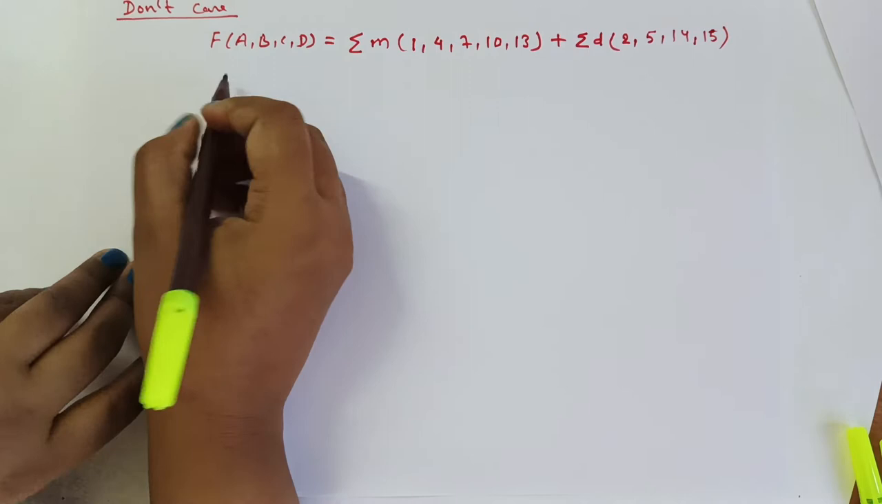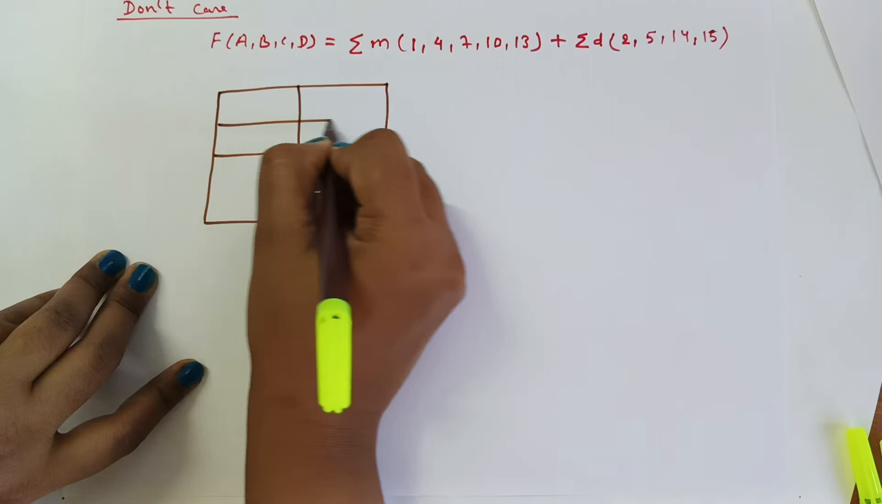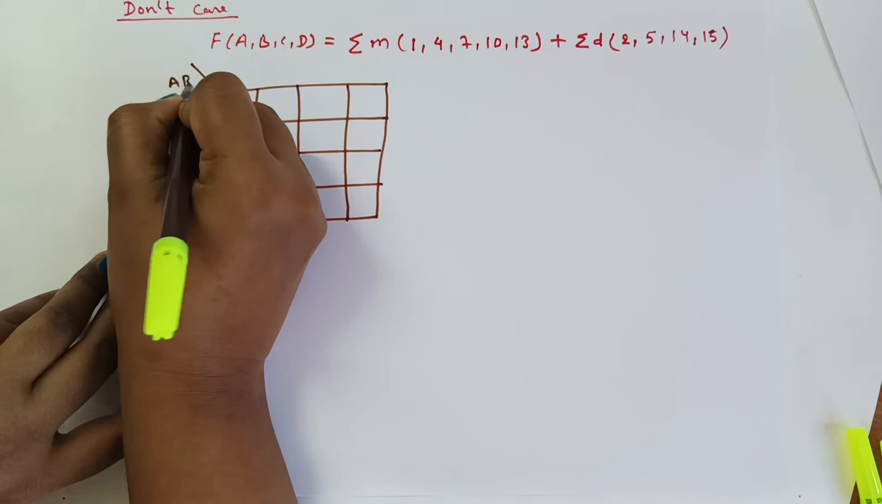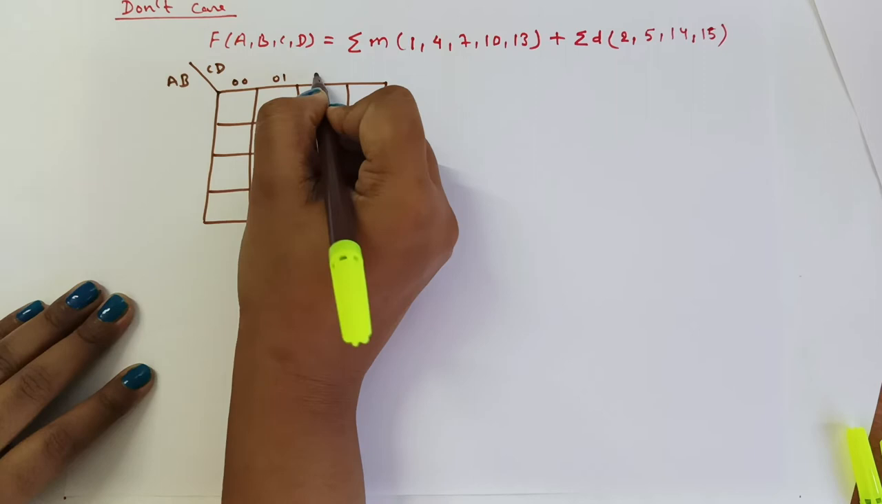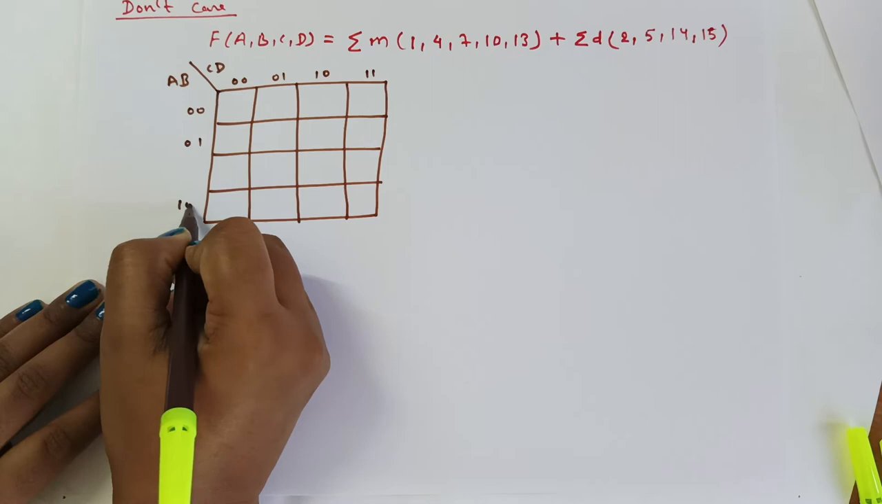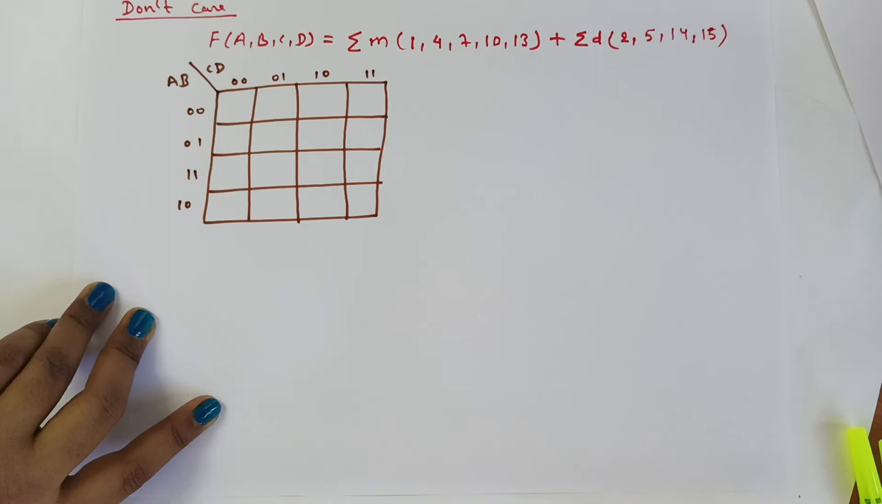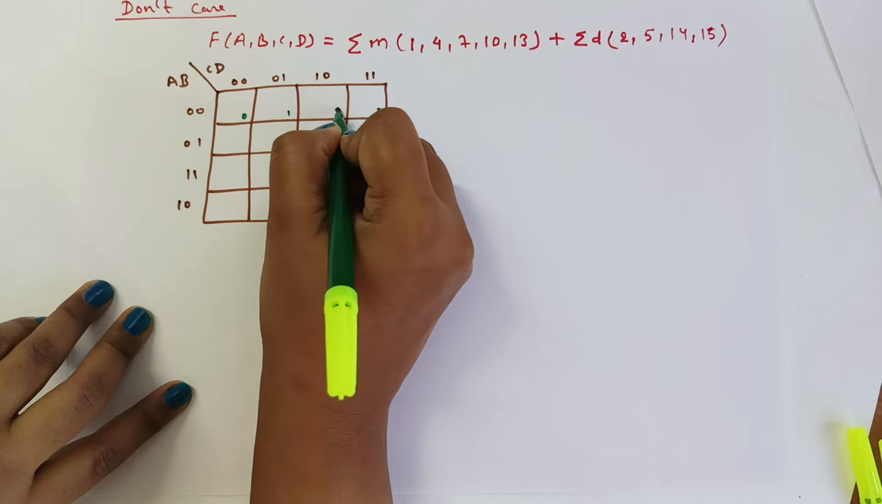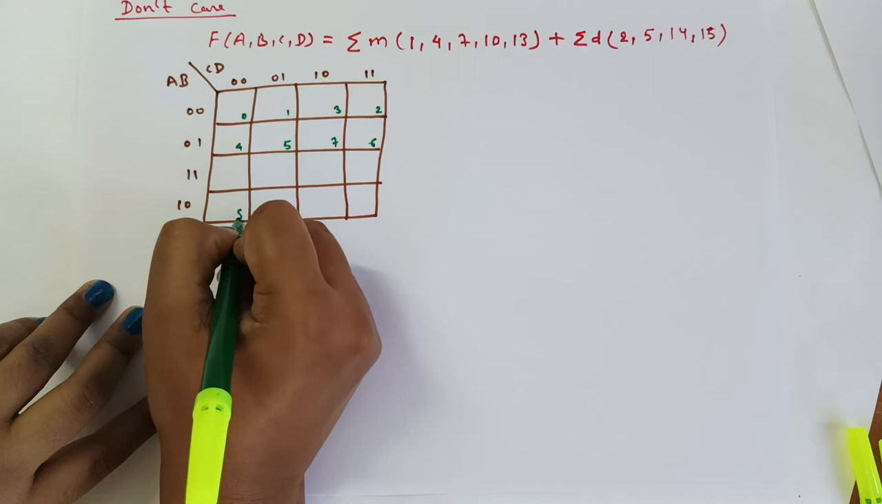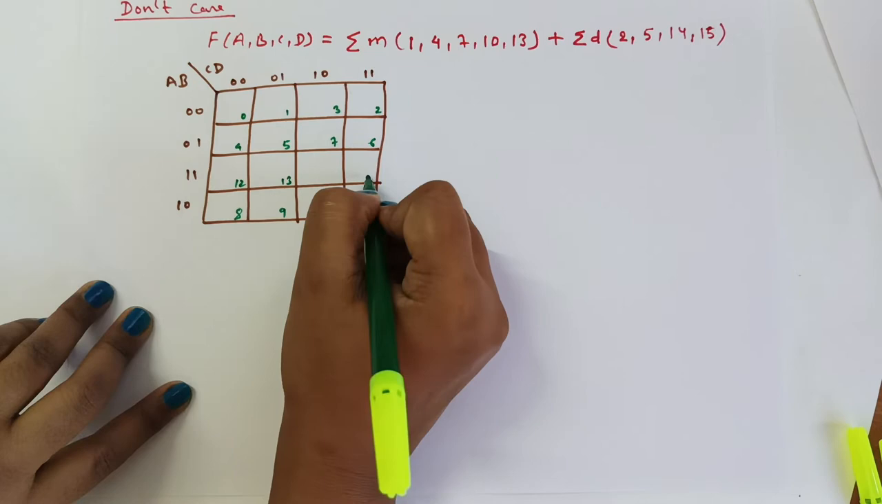Just draw it, 16 cell KMap. We will write A, B, C, D here. And 0, 0, 0, 1, 1, 0, 1, 1 and 0, 0, 0, 1, 1, 0 and 1, 1. We'll write the cell numbers 0, 1, 2, 3, 4, 5, 6, 7, 8, 9, 10, 11, 12, 13, 14 and 15.